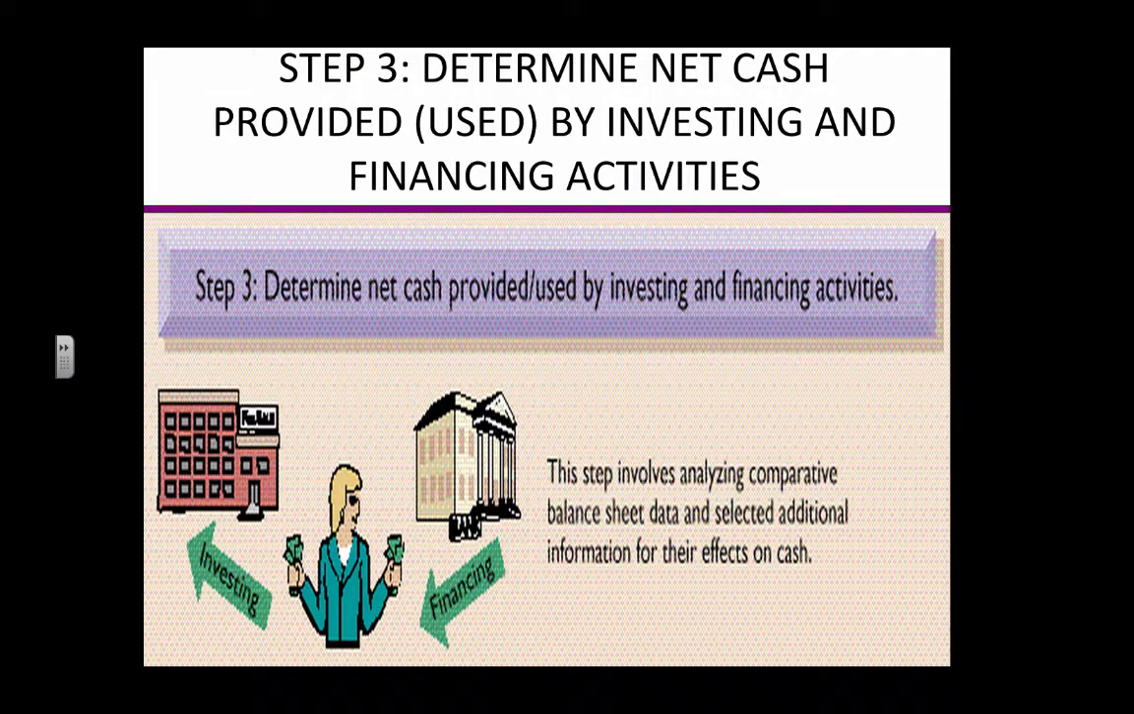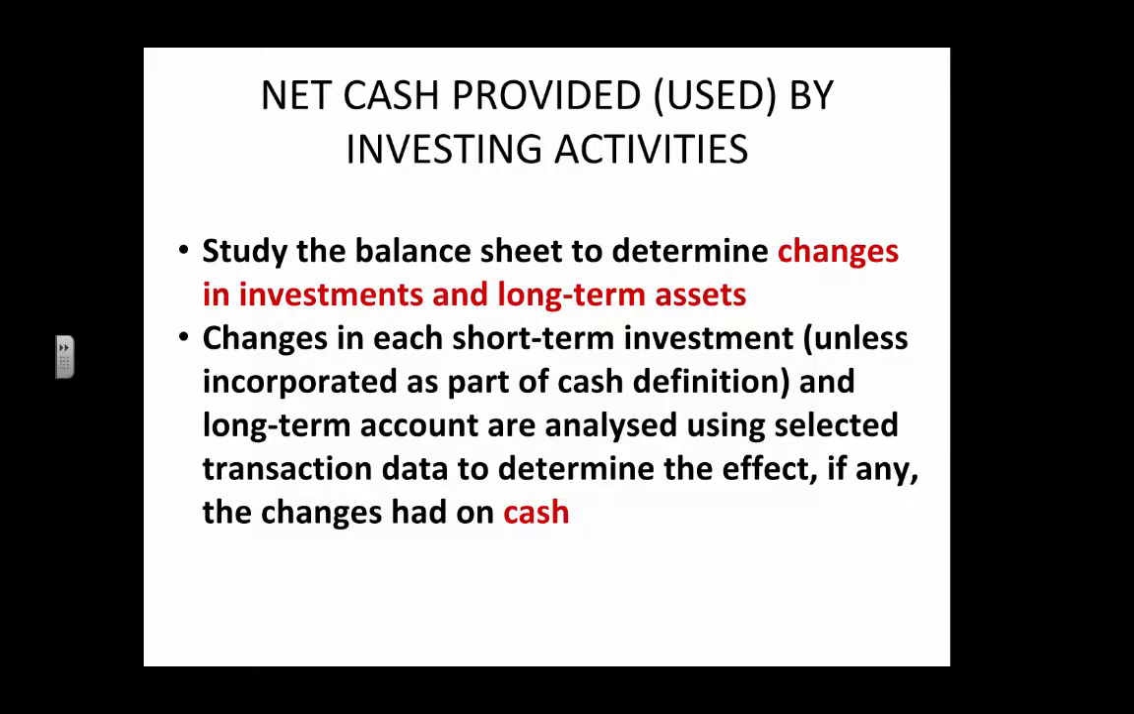After you do step 2, which was determining the cash provided by the operating section, you next determine the net cash provided by investing and financing activities. Again, it involves analyzing your comparative balance sheet data and select additional information. You'll need to look in some places for that additional information. For the investing activities, you're going to study your balance sheet to determine changes in investment and long-term assets.